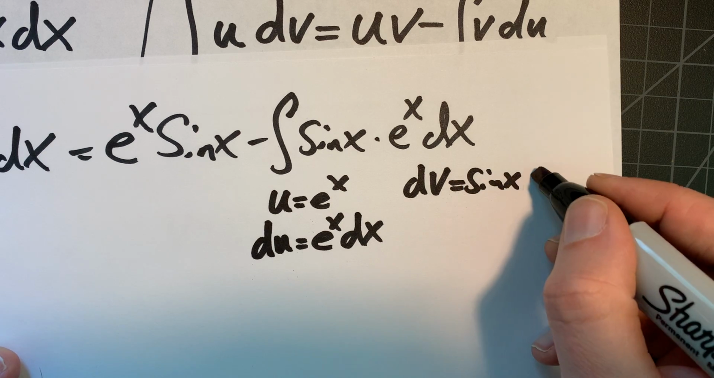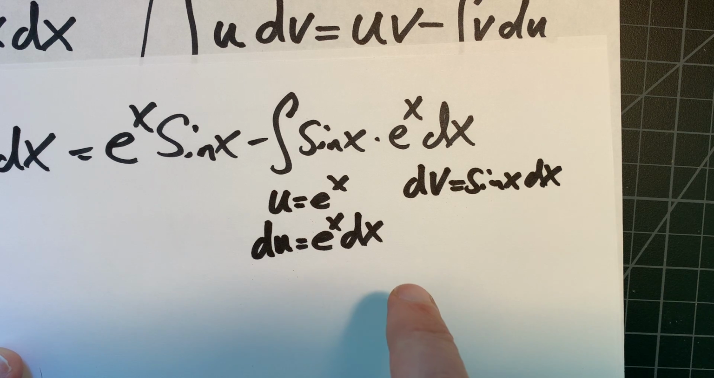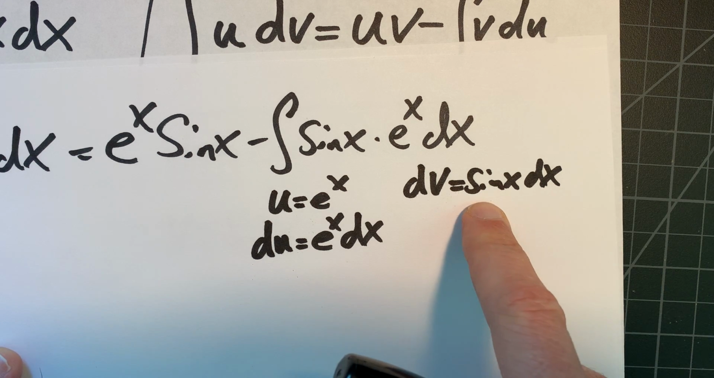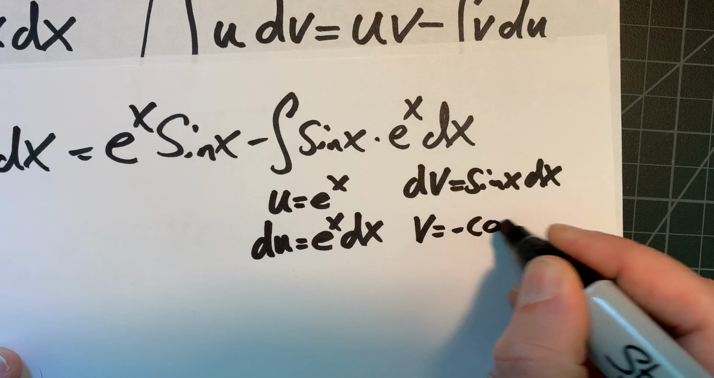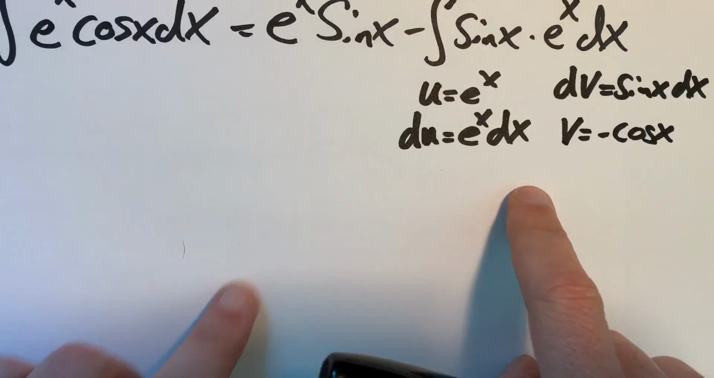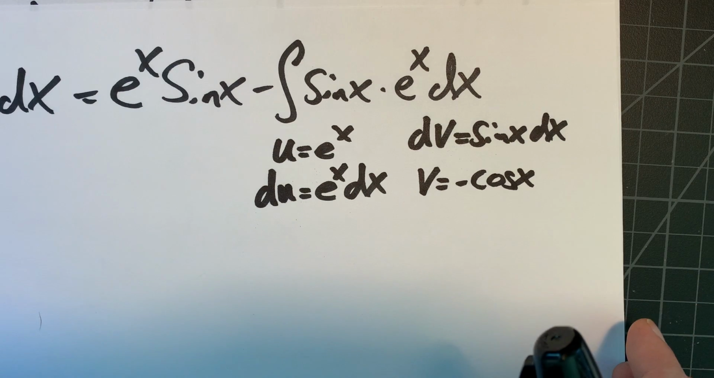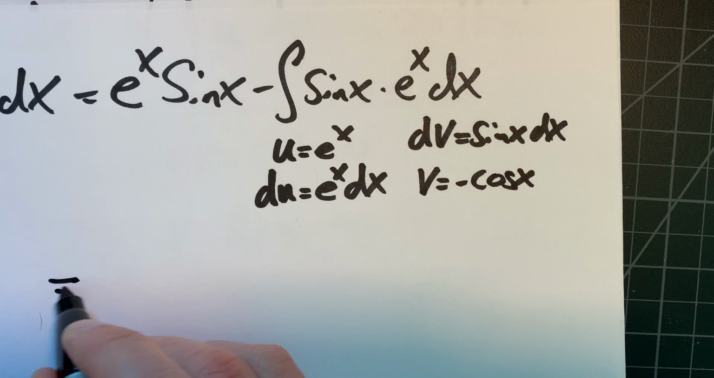All right, and that would be dx. And the derivative of cosine is negative sine, so v must equal negative cosine x. That must be true. All right, I'm going to have to do this whole thing by parts again. That's kind of messy, but that's the way it is. Alright, so here we go.